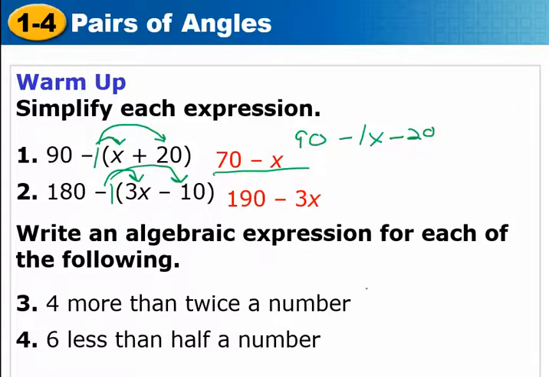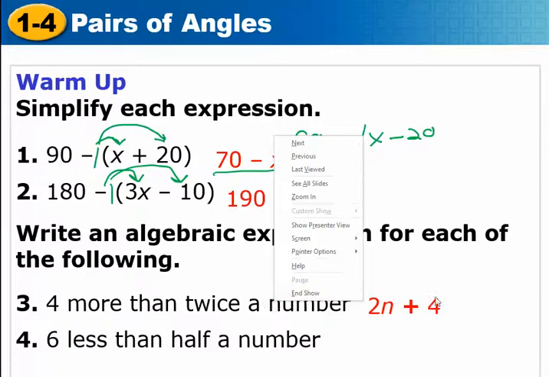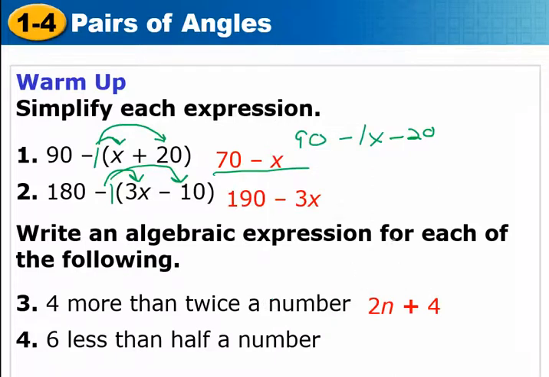For number 3, to write an algebraic expression for 4 more than twice a number, more than means plus, twice a number means 2 times. So 2n plus 4. You don't have to use an n, you can use an x or something like that. And number 4, 6 less than half a number. If you remember correctly, less than, you put that at the back. So 6 less than means minus 6 at the end of half of a number.